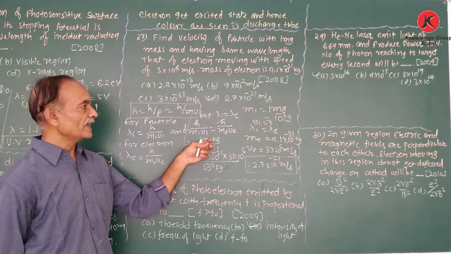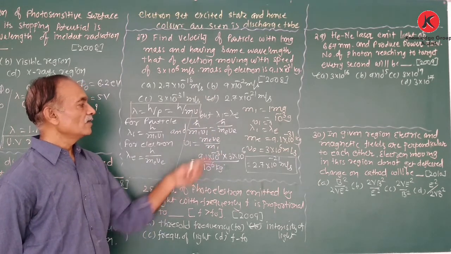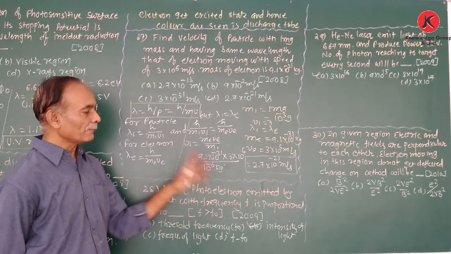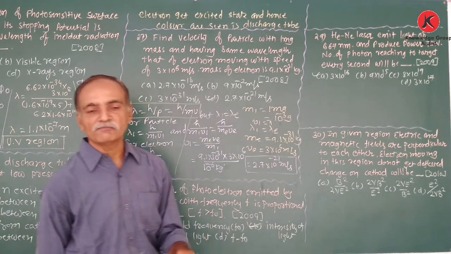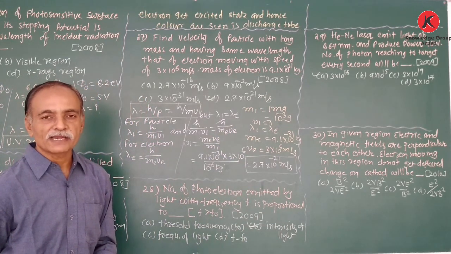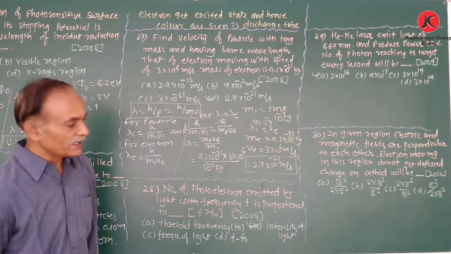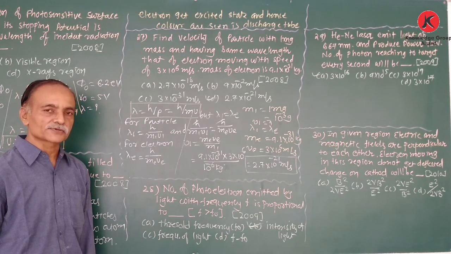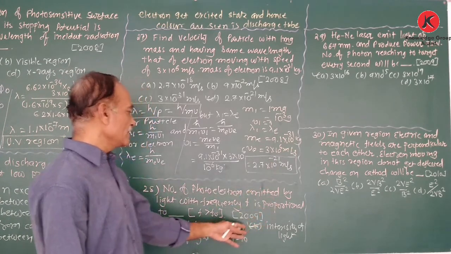Mass of the electron 9.1 × 10^-31, velocity of the electron 3 × 10^6, upon the mass of the particle that is given as 1 mg, 1 milligram, therefore 10^-3 gram and 10^-6 kg. So as we simplify, we get the speed of the particle is 2.7 × 10^-21 meter per second.